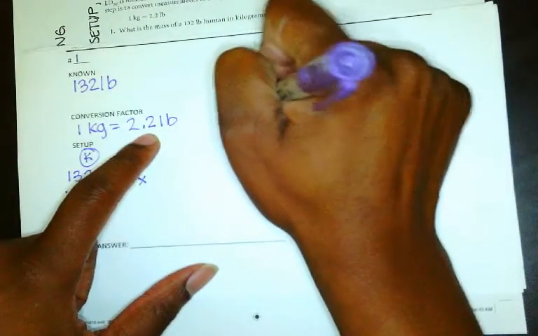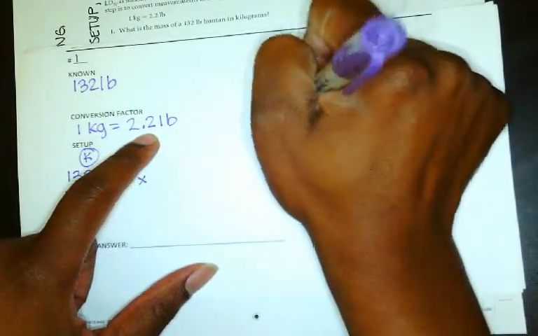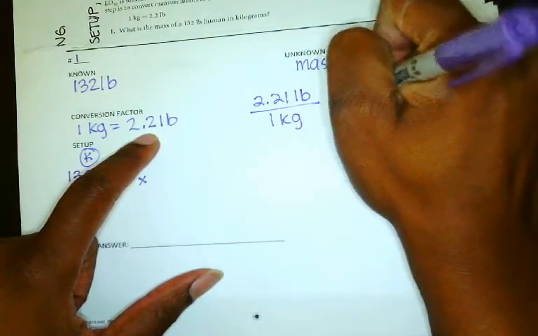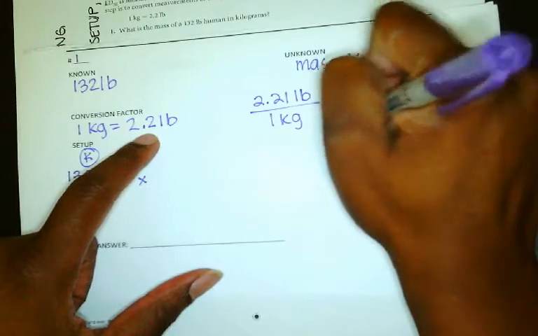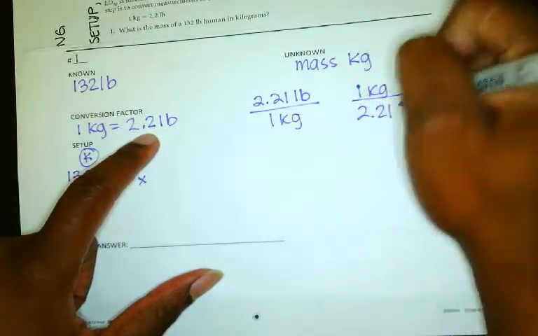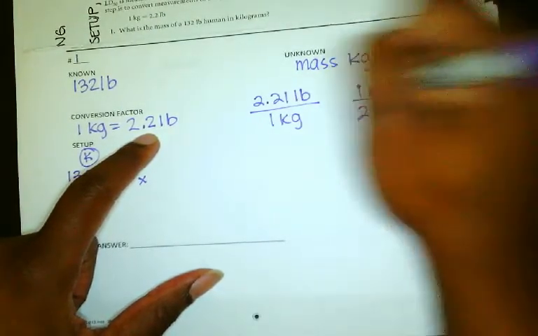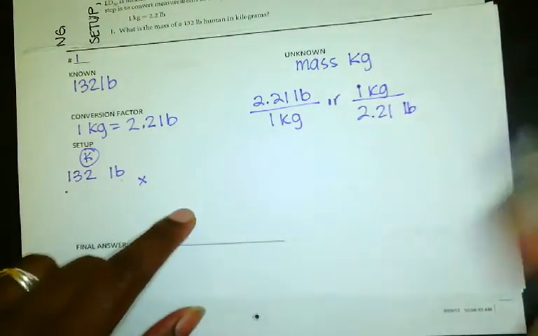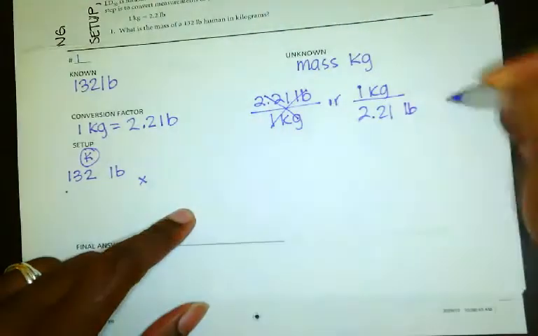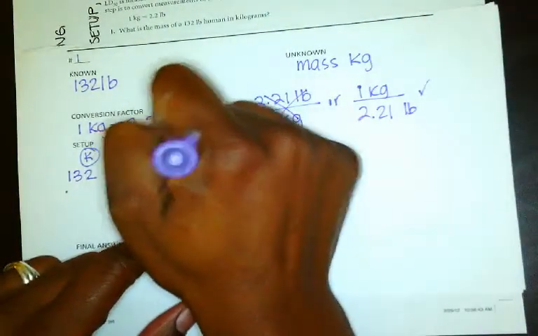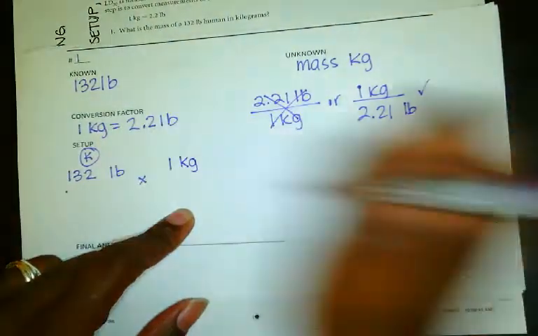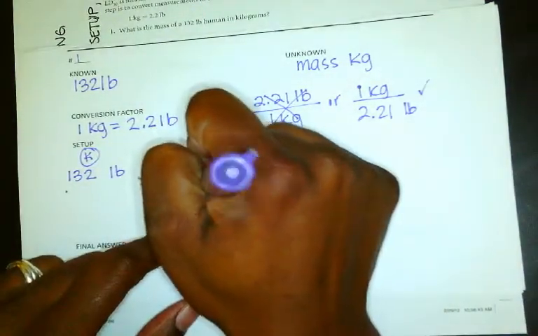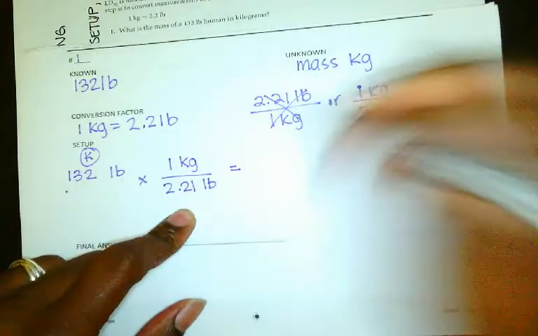We're either going to have 2.2 pounds over 1 kilogram or 1 kilogram over 2.2 pounds. If we look at this, our pounds are at the top, so we need pounds at the bottom. So this is not the one we need. This is the one we need. We're going to put that in right there over 2.2 pounds. Anything at the bottom gets divided by.